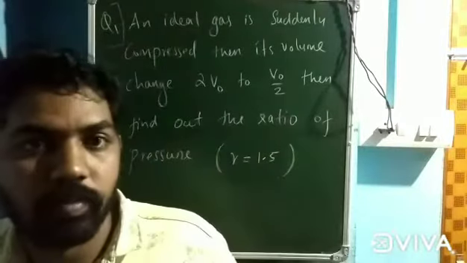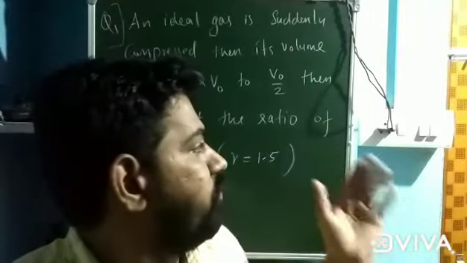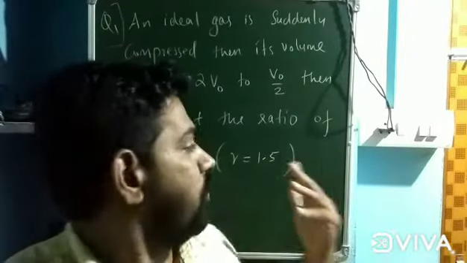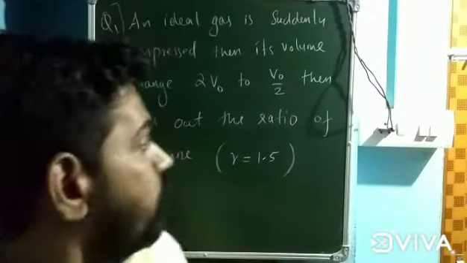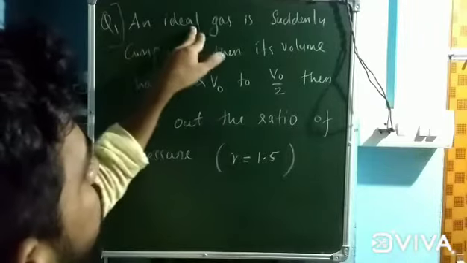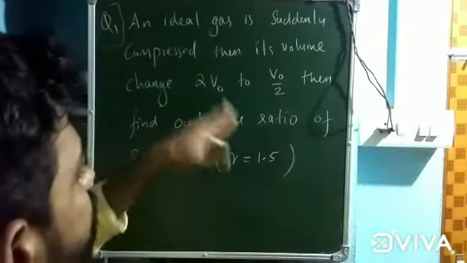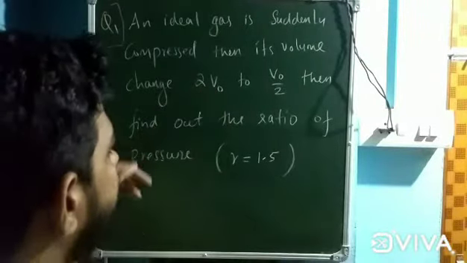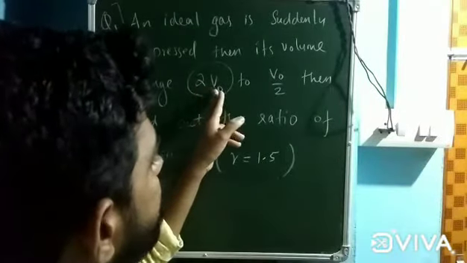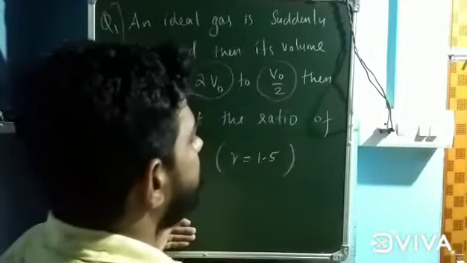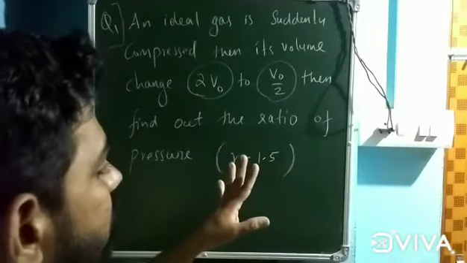Next we are going to discuss one numerical based on the adiabatic process, and from this idea you can calculate some numerical problems of isothermal and adiabatic process also. Okay, so problem number 1: an ideal gas is suddenly compressed, so its volume is reduced. The initial volume is 2V0, and when it is compressed, it goes from 2V0 to V0 by 2. Then find out the ratio of pressure.